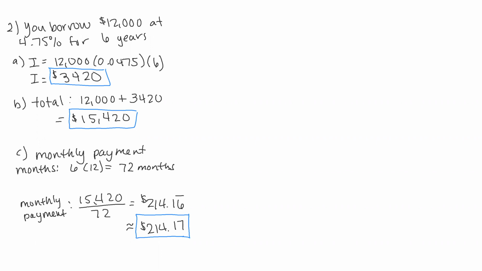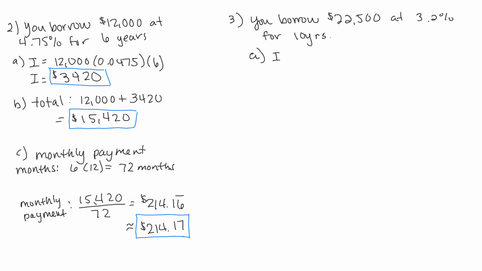Another example, let's say for our third example that you borrow $22,500 at 3.2% for 10 years. First things first, let's go ahead and figure out the interest we will owe. So we take the principal amount borrowed, $22,500. We multiply it by the interest rate, which as a decimal would be 0.032. And then we multiply it by the number of years in the loan.